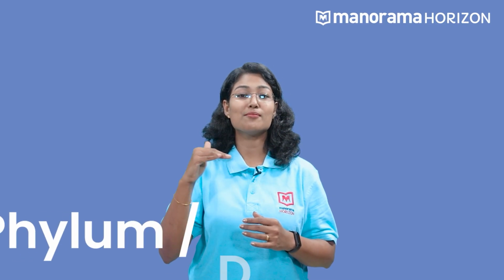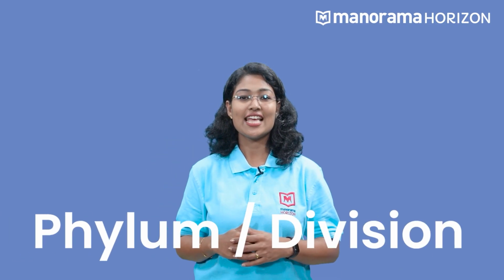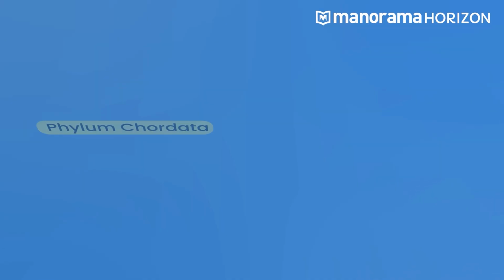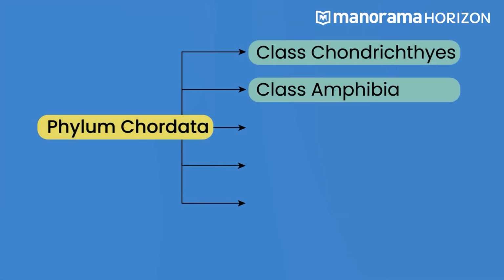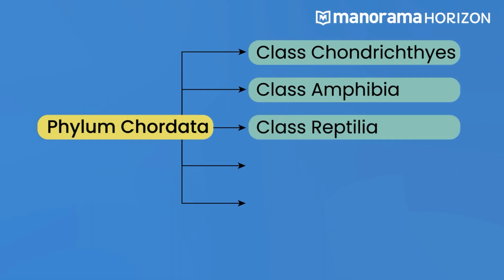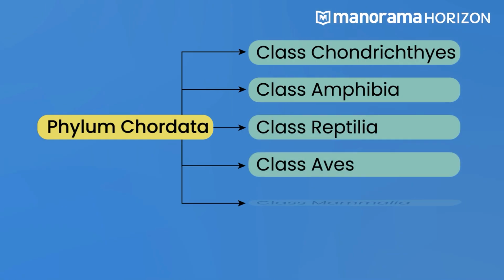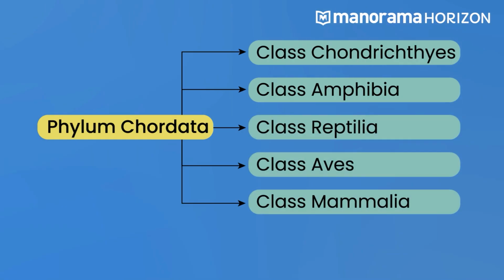The next higher taxonomy is phylum or division. As an example, phylum Chordata comprises class Chondrichthyes, class Amphibia, class Reptilia, class Aves, and class Mammalia. Within plant taxonomy, a division is the largest grouping. Next, the highest category in taxonomy is a kingdom.